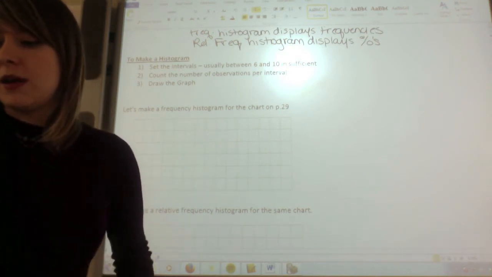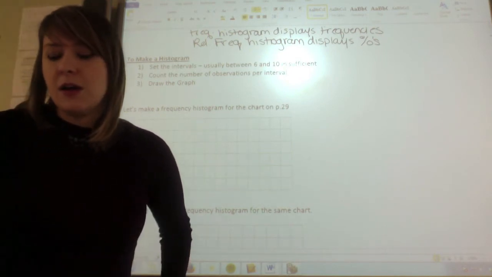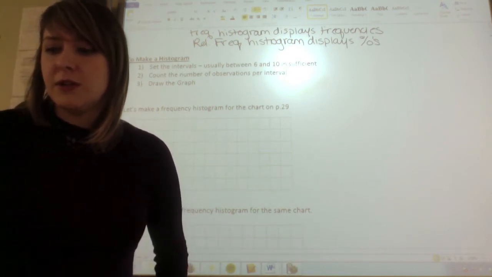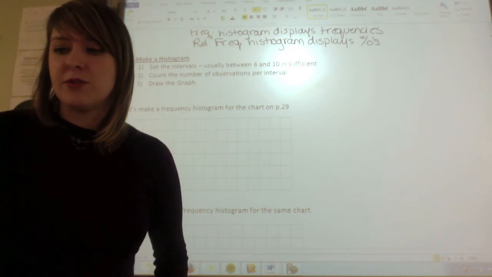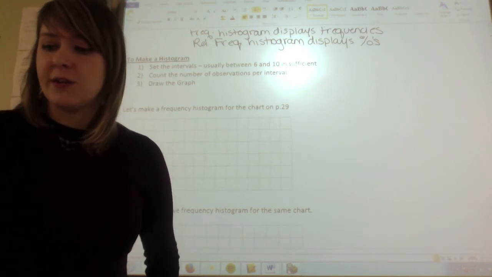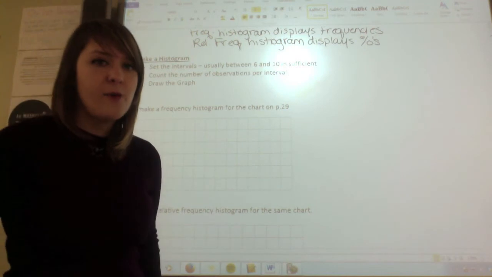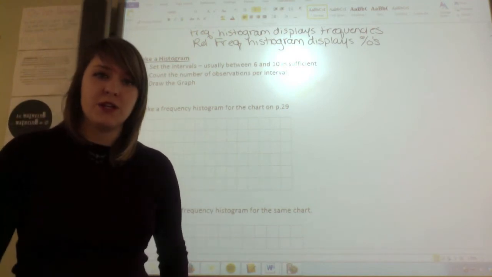So we're going to make a histogram for our chart on page 29. So that was our basically yearly student charges for room, board, and tuition in public colleges by state. So we've got our 50 states here, starting with Oklahoma and ending with Vermont. And we want to calculate how much is going to go within each interval.